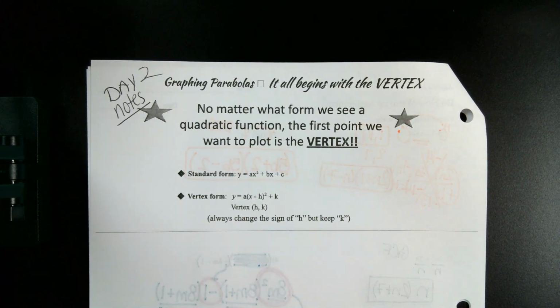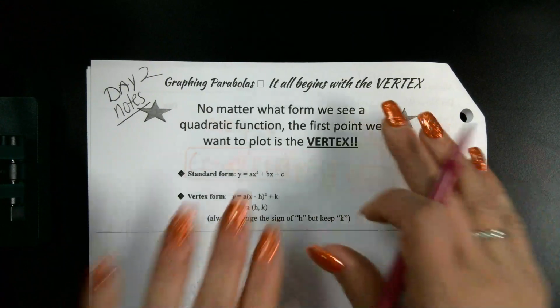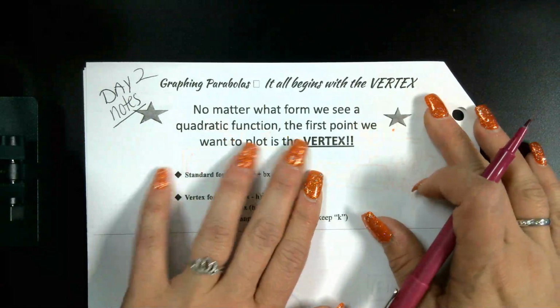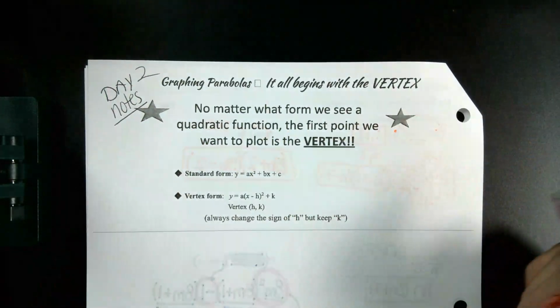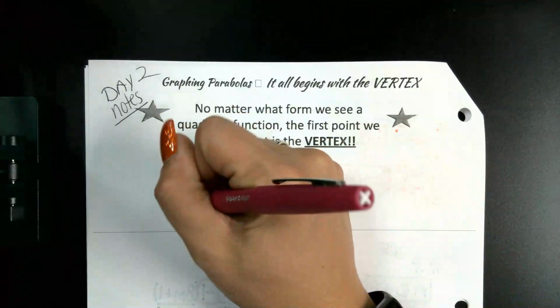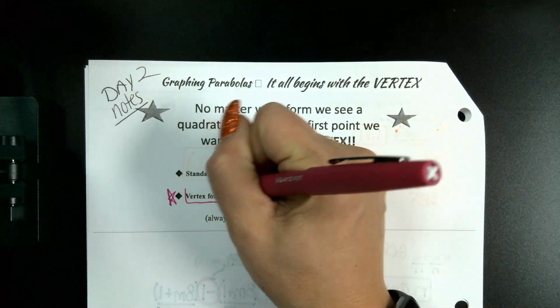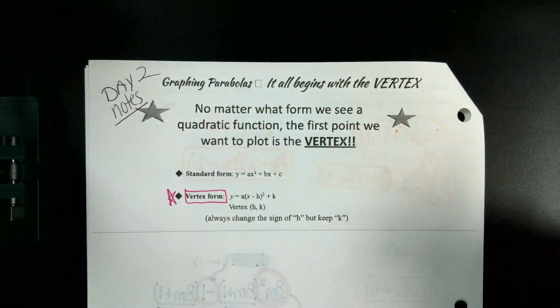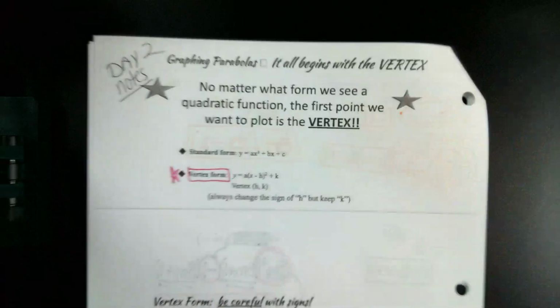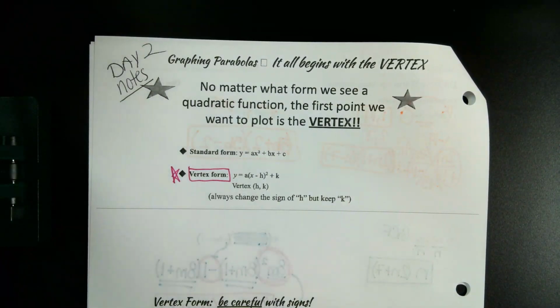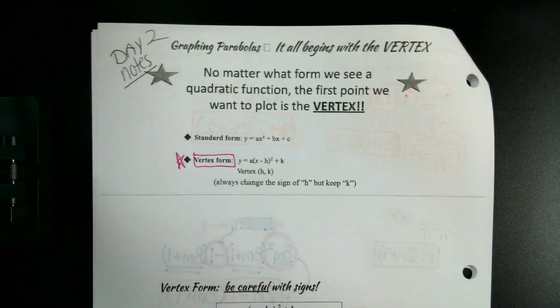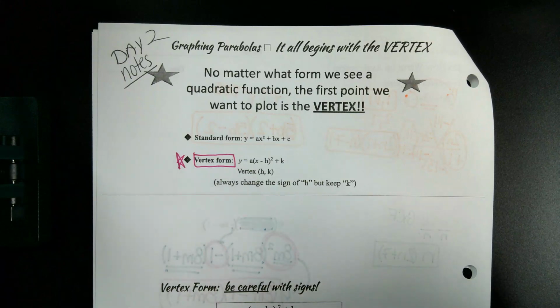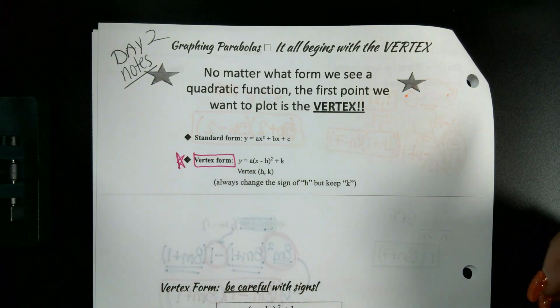When we go to graph parabolas, you have to know your vertex. That is the very first thing we have to know. So no matter what form we see, the first point we want to plot is the vertex. Good news is we're starting with vertex form, and that form actually gives you the vertex. That's really nice because you don't have to find it. It is in the equation itself.